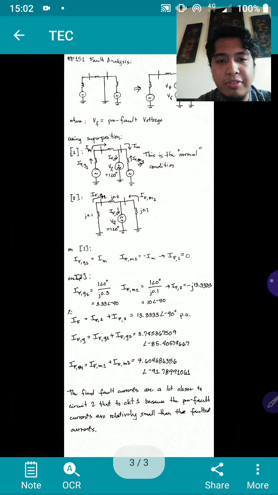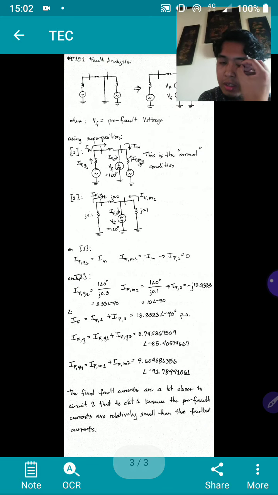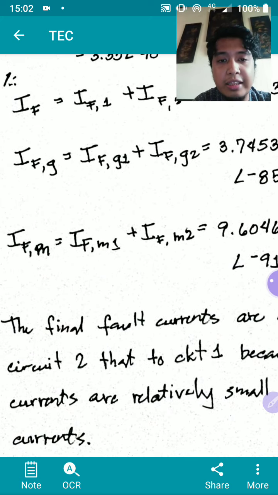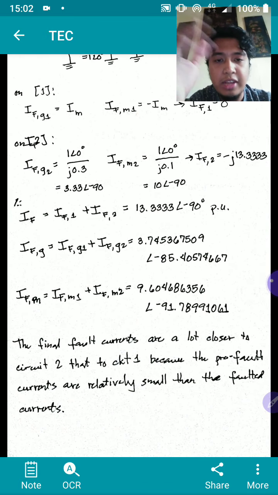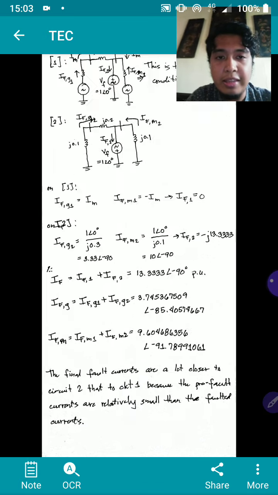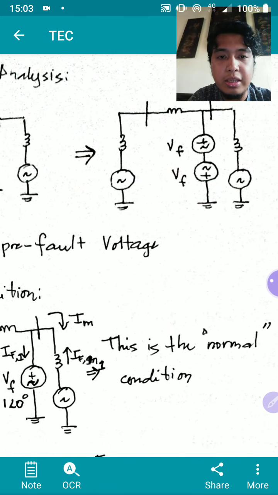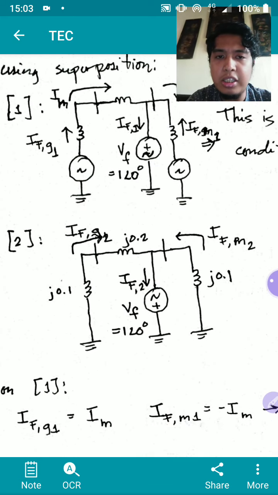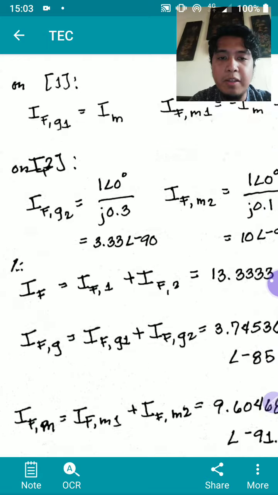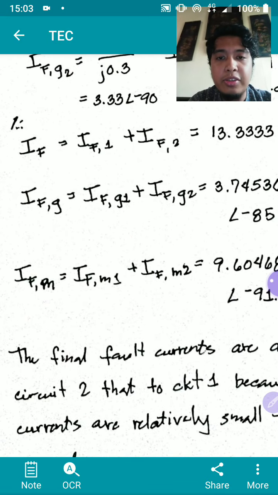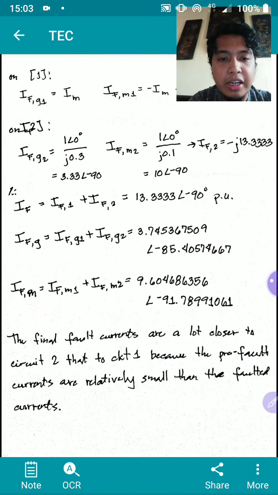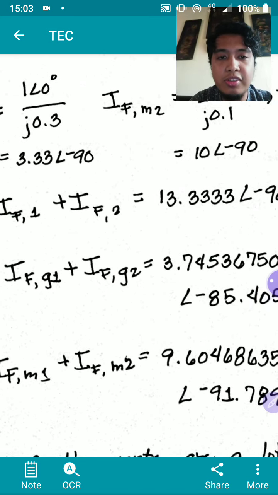So you basically get the same value if you use either solution. I think it is just easier to do it this way, because we don't solve for EG and EM. Okay, so we don't solve for EG and EM here, so I guess it's easier this way. We just solve for IM. Okay, so now take note that the final currents are a lot closer to circuit 2. This is your final currents.